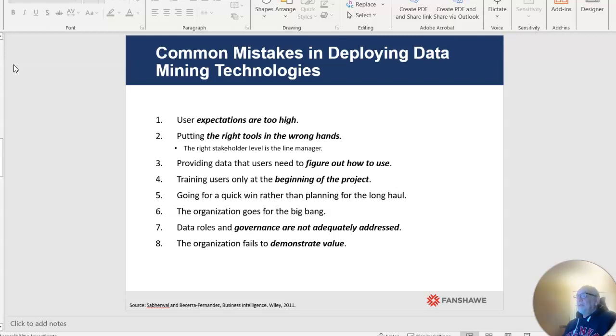Sometimes we do not show people how to use the tool properly, so maybe training is an issue. Or sometimes we look for quick wins rather than planning for the long term. And sometimes the data roles and governance are not adequately defined, or the organization fails to demonstrate value from data mining.